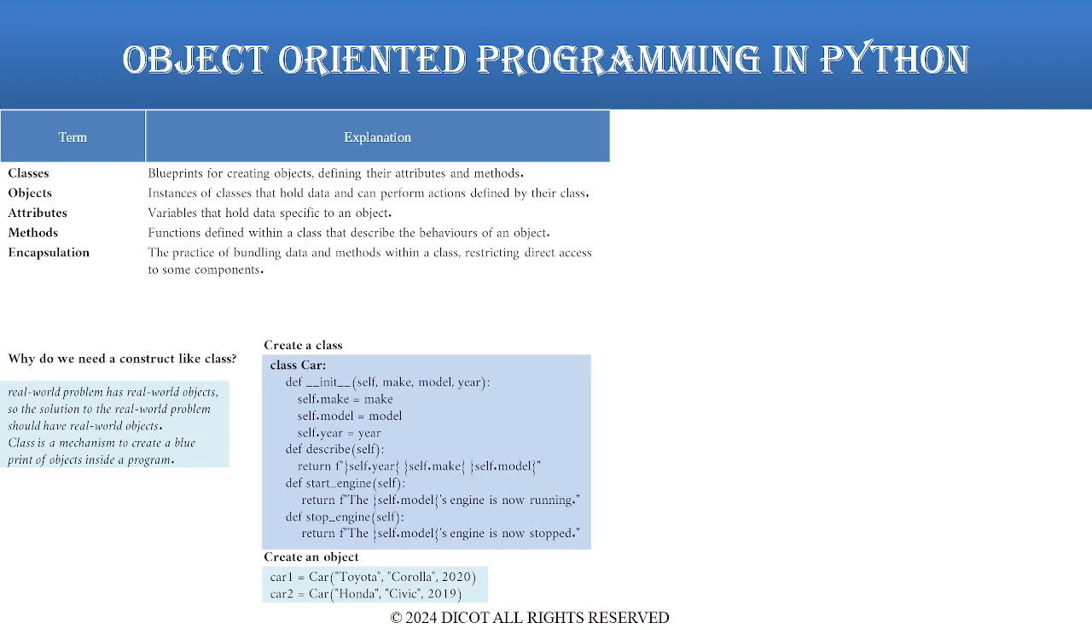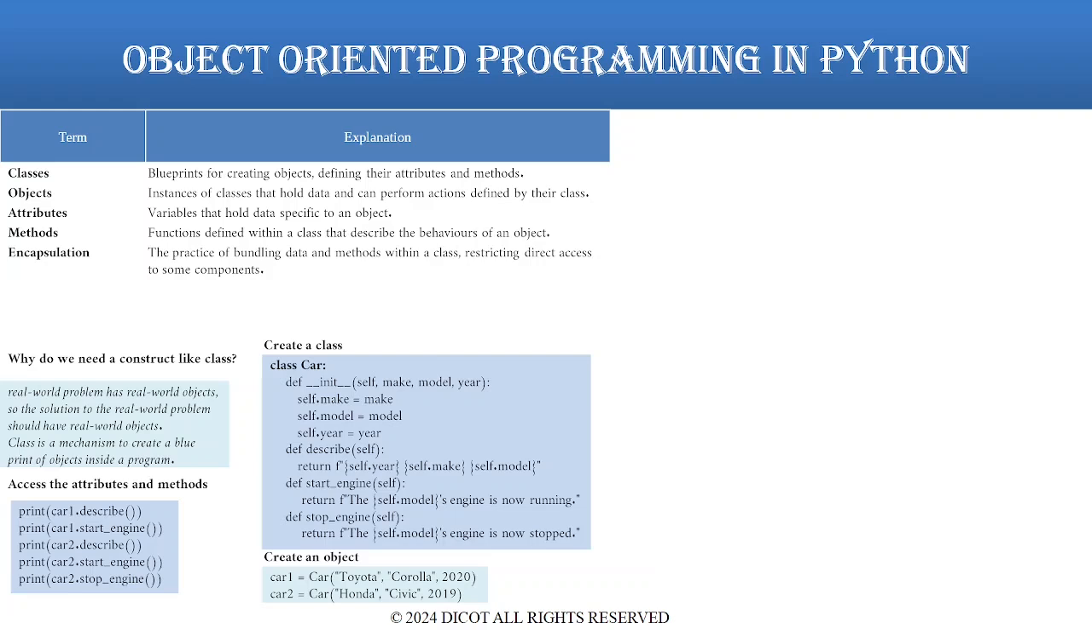Now, let's come back to our example. To access the attributes and methods of the car object, use the variable name followed by a dot followed by the attribute name or function name, as shown. To see the description of car1, call car1.describe. To start the engine of car1, call car1.start_engine. To see the description of car2, call car2.describe. To start the engine of car2, call car2.start_engine. To stop the engine of car2, call car2.stop_engine.